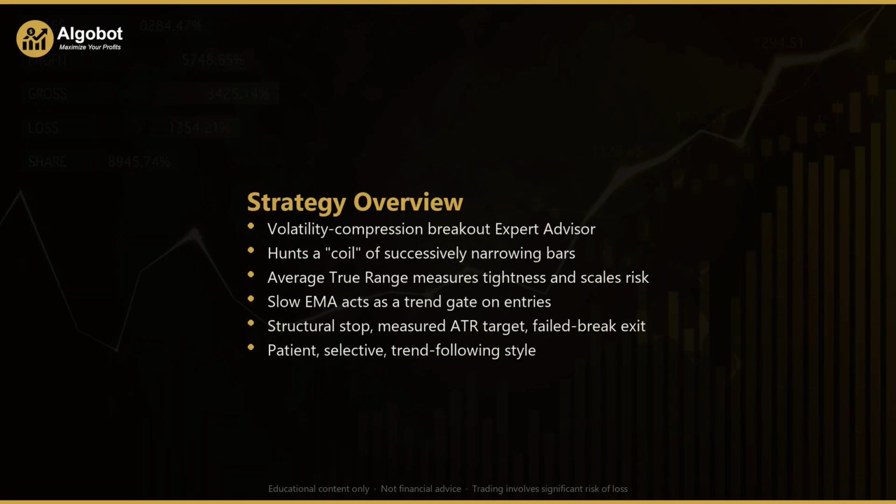Let's get started. So what exactly is the Coil Tension Breakout Expert Advisor, and who might find it interesting from a learning perspective? At its core, this is a volatility compression breakout strategy. Rather than chasing every move, it waits patiently for the market to go quiet in a very specific way, and then it looks to participate when that quiet period resolves into a directional move.